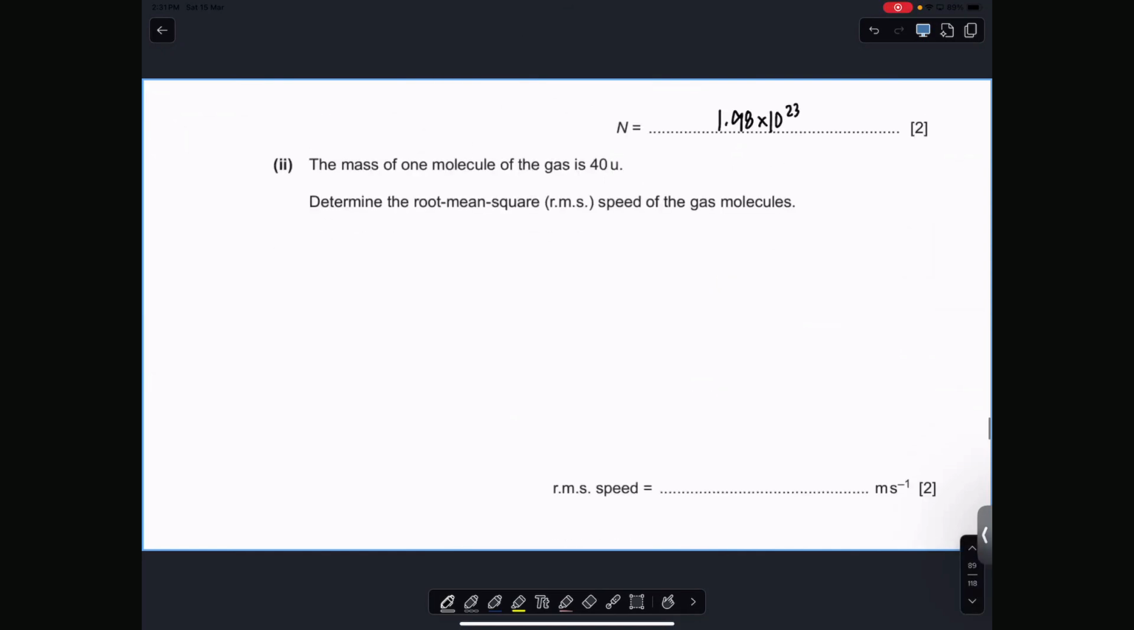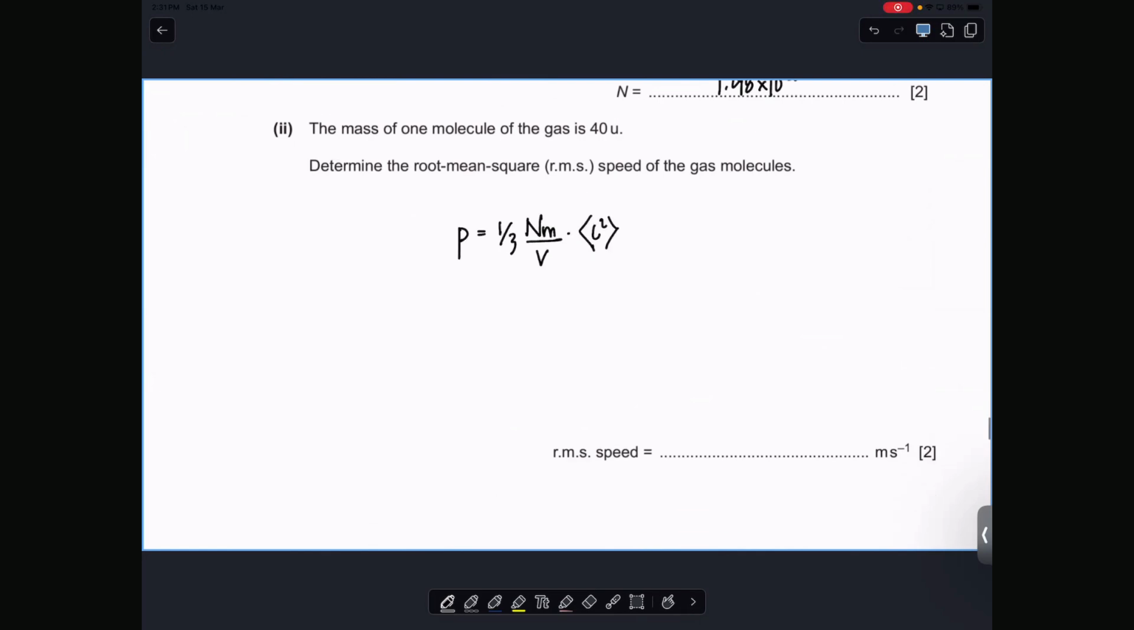The mass of one molecule is that much. Determine the root mean square speed of the gas molecules. So P equals, what's the formula for root mean square? 1/3 nm divided by V times c square. Here we know the volume, so that's density basically.